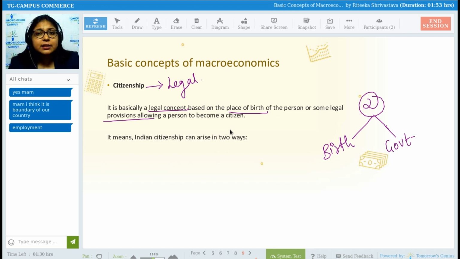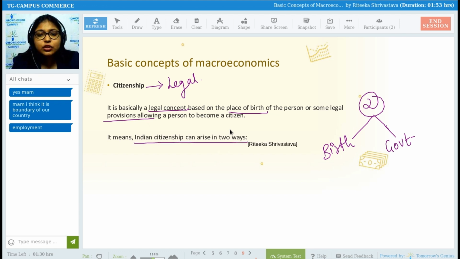And the second way of becoming a citizen of a country is by birth. Wherever you take birth, you become a citizen of that particular country. And the other way, if you want to take citizenship of any other country, then you have to fulfill the criteria which the government of that particular country has. It's a legal concept. Okay.